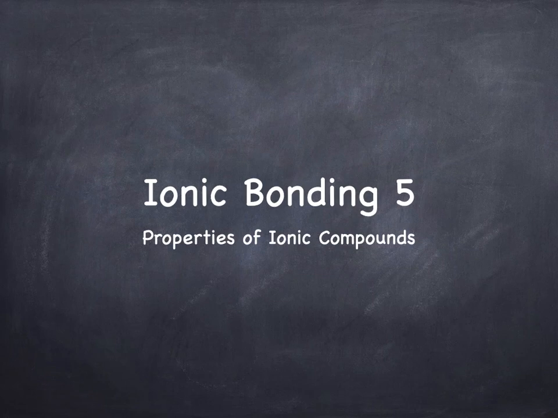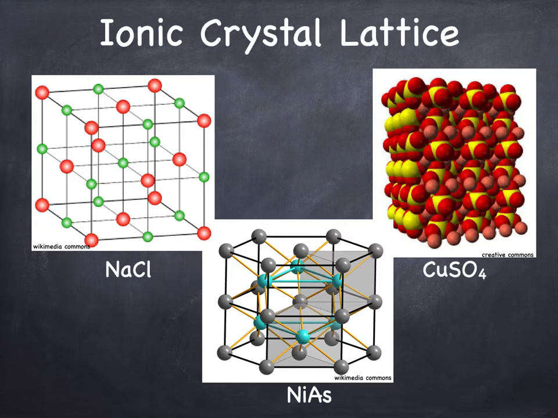So we've looked at some simple ionic compounds, or binary ionic compounds, between single metals and single nonmetals, gaining and losing electrons to form ionic compounds. And now we're going to look at some of the properties of these ionic compounds. First thing I want to look at is the crystalline structure of an ionic compound, because they vary greatly, depending on the number of atoms in the compound and the relative size of the cation versus the anion.